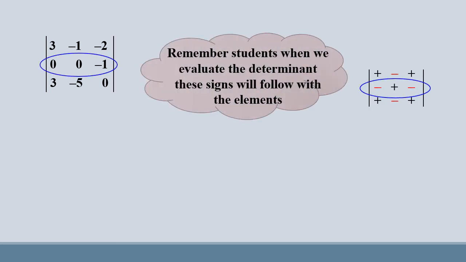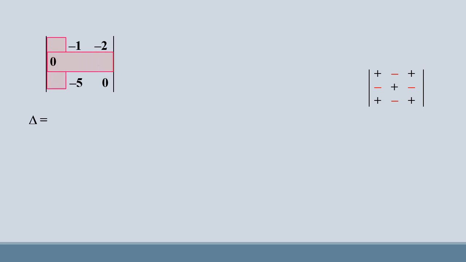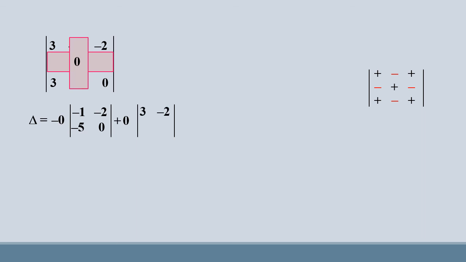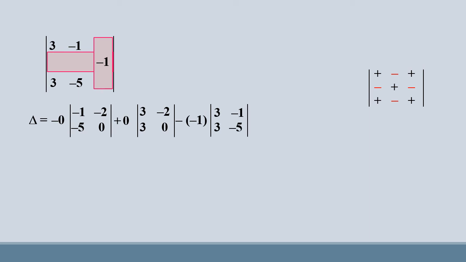Again we need to assign the signs to the elements of R2, and the signs will be minus plus minus. So delta is the first element, minus 0 into the determinant minus 1, minus 2, minus 5, 0, plus 0 into the determinant 3, minus 2, 3, 0, and minus 1 into the determinant 3, minus 1, 3, minus 5. On simplifying, we get 0 into the whole determinant, which is 0. Similarly, in the second case, 0 into the 2 cross 2 determinant will again be equal to 0.